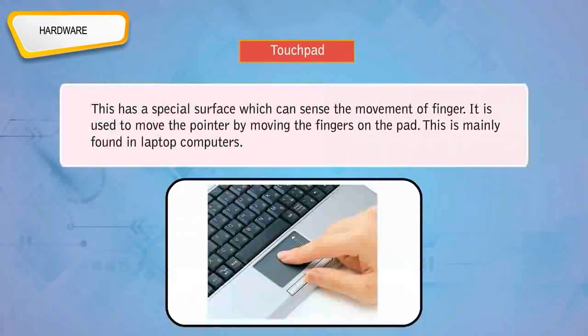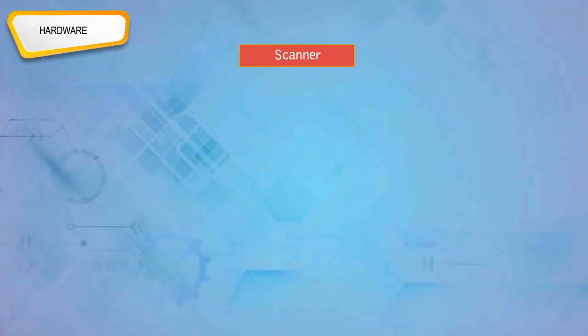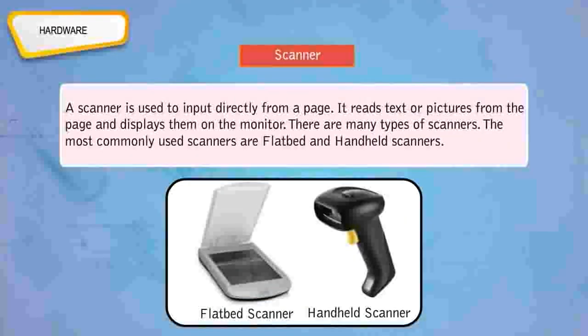Touchpad. This has a special surface which can sense the movement of a finger. It is used to move the pointer by moving the fingers on the pad. This is mainly found in laptop computers. Scanner. A scanner is used to input directly from a page. It reads text or pictures from the page and displays them on the monitor. There are many types of scanners. The most commonly used scanners are flatbed and handheld scanners.